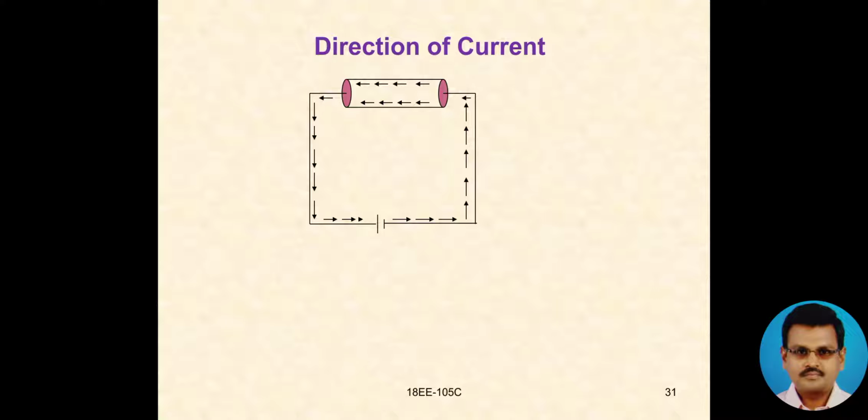The very important point to remember here is that there must be a closed path for the circulation of the current. There is no restriction on the direction or the path of the current. Whatever path it follows, whatever the length of the path it follows, it is irrelevant, but there must be a closed path.